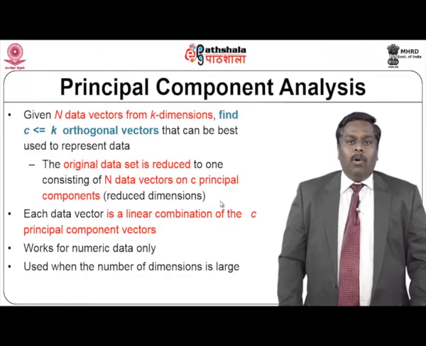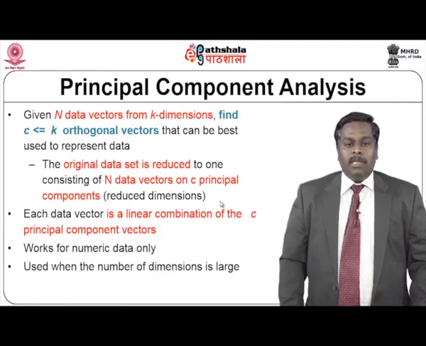Now, let us understand what principal component analysis is. This can be understood when we visualize PCA mathematically. Mathematically speaking, given a data set, we can represent that as n data vectors. Assume these n data vectors comprise k dimensions. Now, principal component analysis will try to find C number of orthogonal vectors, where C is a number that is very small when compared with k, the original number of dimensions available in your data set. And these C dimensions will be considered the best dimensions for representing the data.